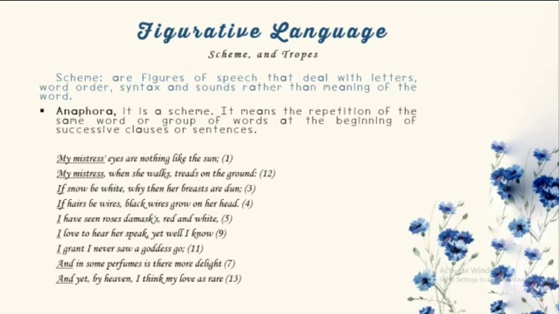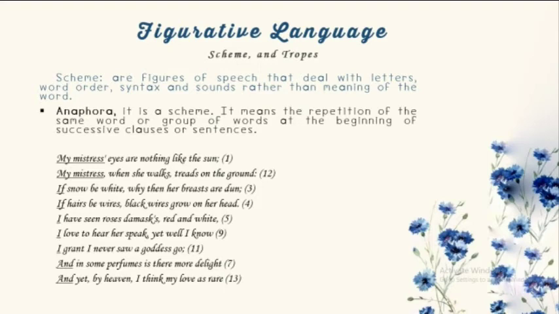Figurative language. Schemes and tropes in the sonnet. Schemes are figures of speech that deal with letters, word order, syntax, and sounds rather than the meaning of the words. And then tropes. A trope is a feature of speech that has a different meaning from its literal meaning. In this poem, as a scheme, there is anaphora.